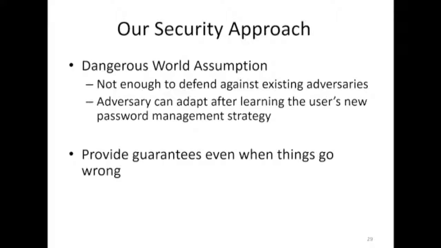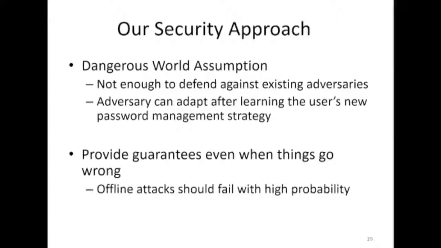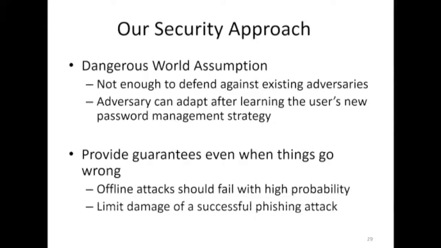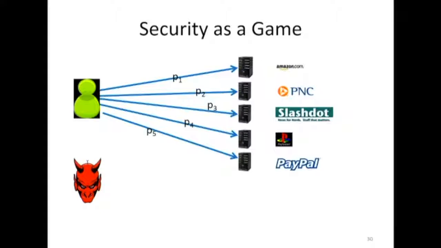So we want to make a dangerous world assumption. We want to assume that the adversary is going to adapt his attack to be as effective as possible against our scheme. And we want to provide guarantees even when things go wrong. So this means that even if the adversary sees the cryptographic hash of your password and maybe one of your other passwords, he still shouldn't be able to crack that cryptographic hash. So this means that offline attacks should fail with high probability, and we want to limit the damage of successful phishing attacks.